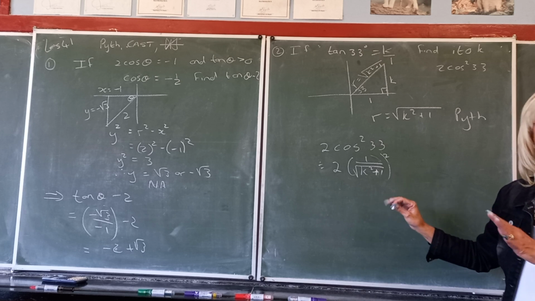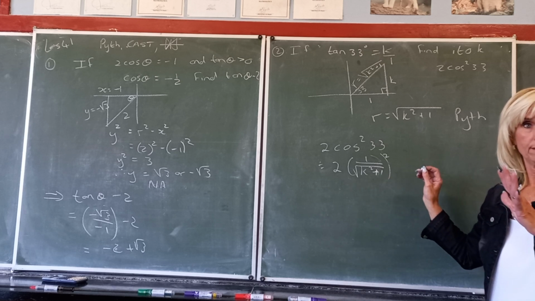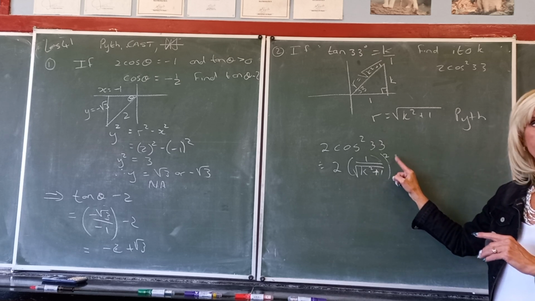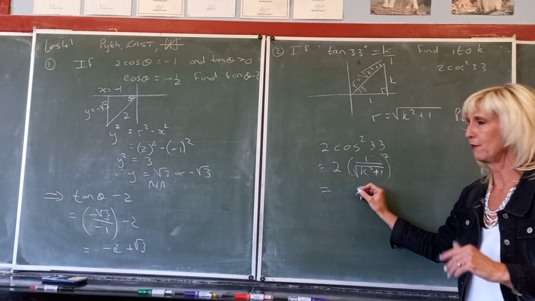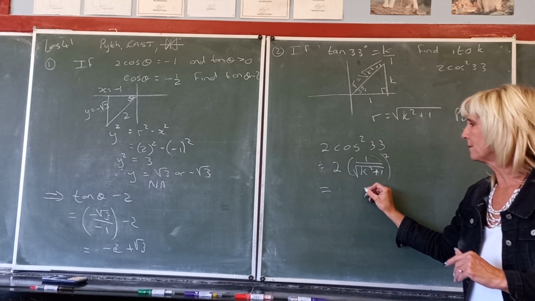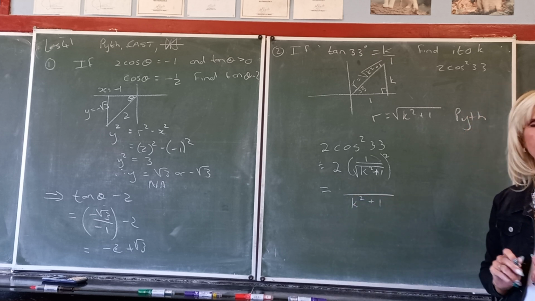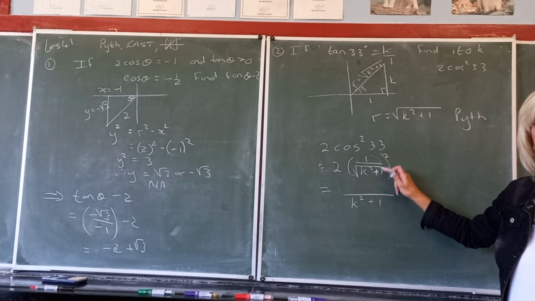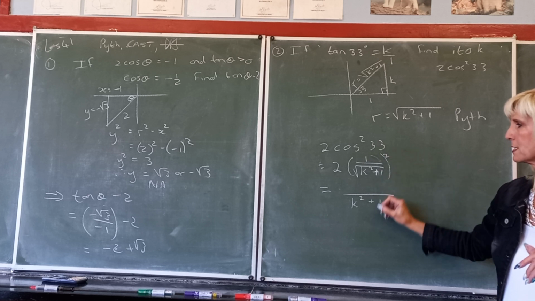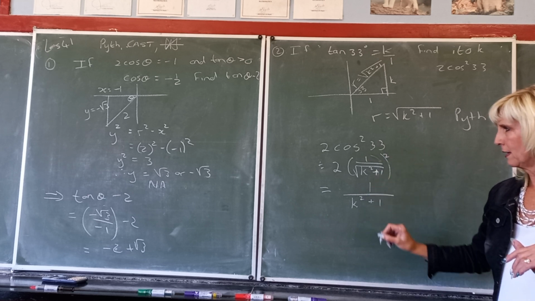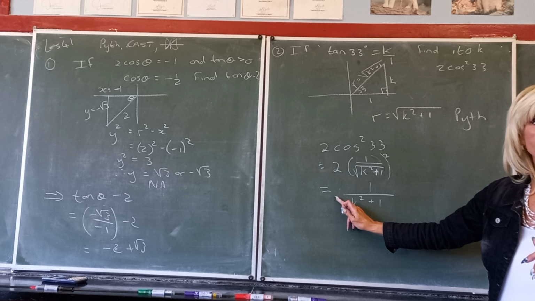That's the answer. Okay, is that the answer? No. You've got to square it. So you have to simplify, right? So it's going to be 1 over K squared plus 1. Do you agree? Yes. Because the square and the square root are going to cancel each other out, and 1 squared still stays 1. Oh, but there's still a 2 there in the front.